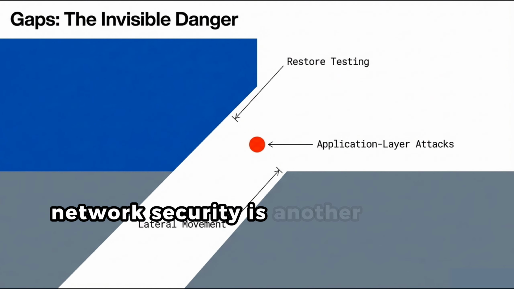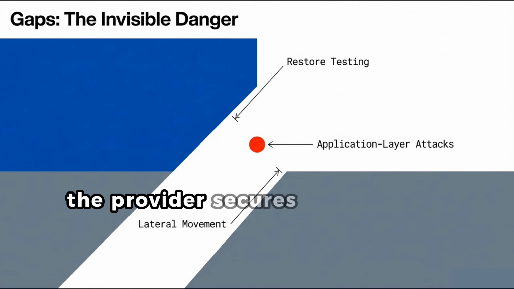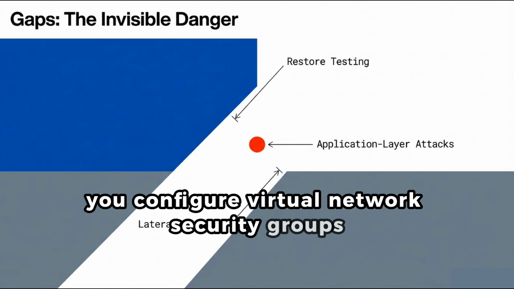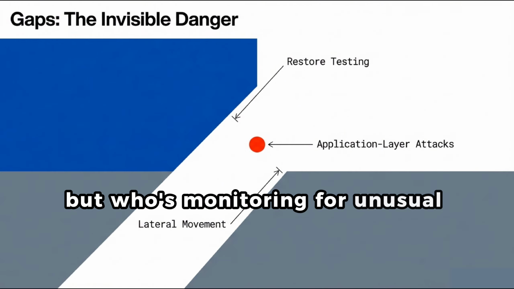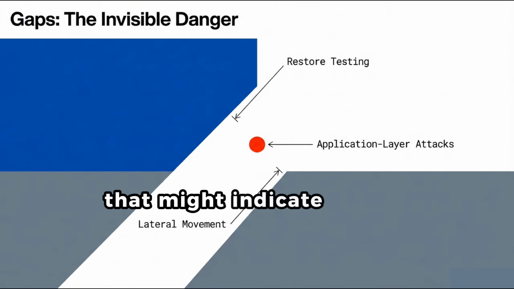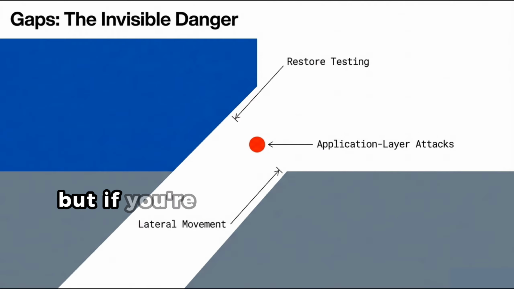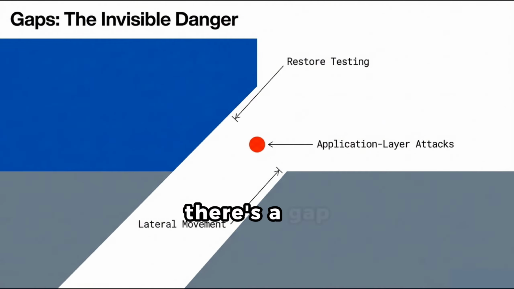Network security is another example. The provider secures the physical network. You configure virtual network security groups. But who's monitoring for unusual traffic patterns that might indicate lateral movement? The provider generates the network flow logs, but if you're not actively analyzing them, there's a gap.